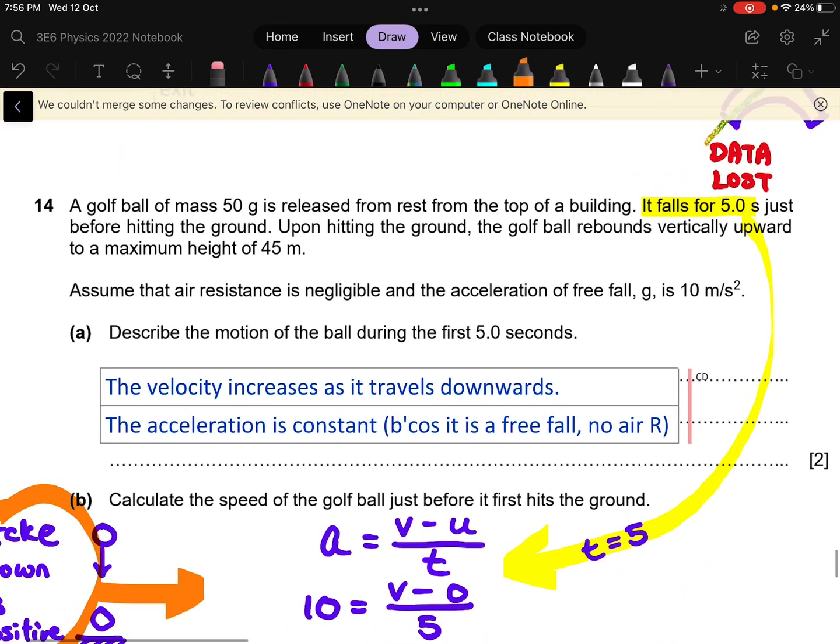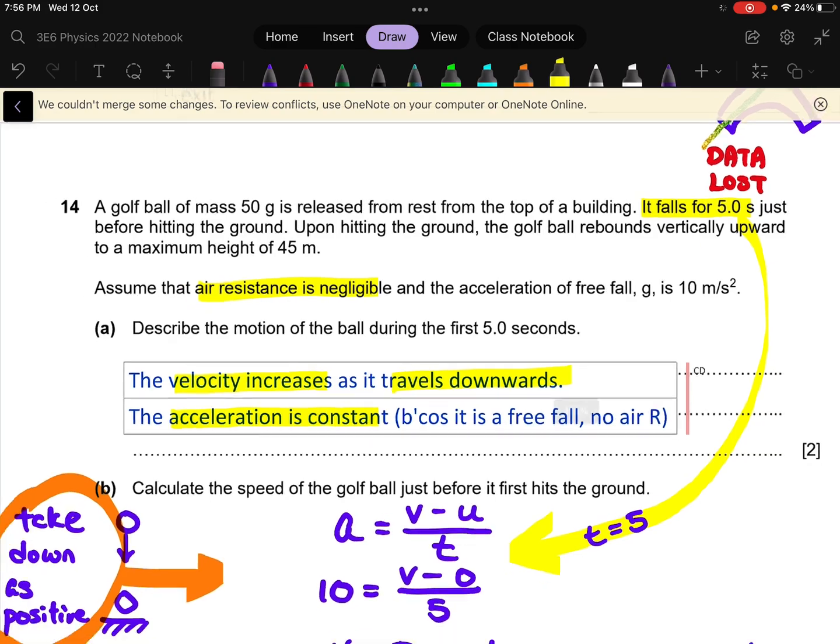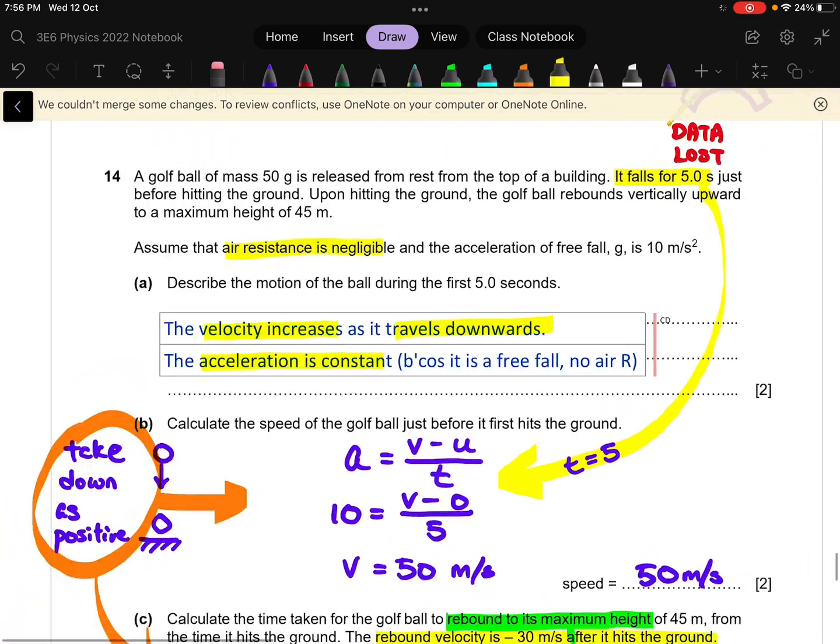Okay, now for the last question is kinematic. It is actually very straightforward, because it is actually a free fall. You can tell it from here. Air resistance is negligible. So when air resistance is negligible, you're going to get a constant acceleration, which is g. And because the object is falling, it must speed up, right? And it travels downward. Okay, for your 14B, if you got it wrong, I'm really disappointed.